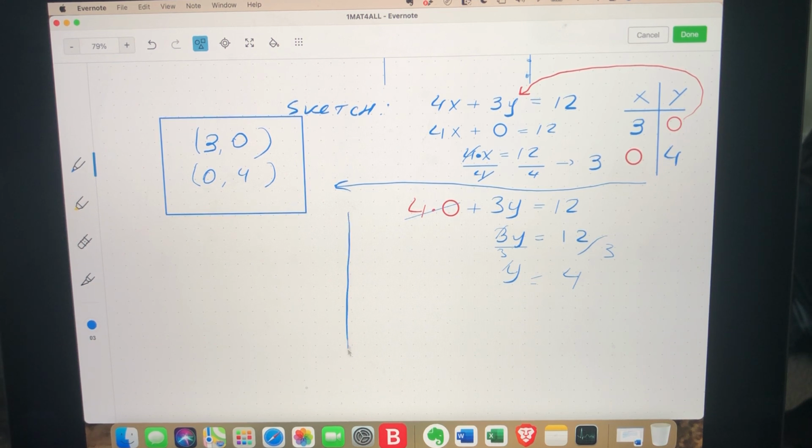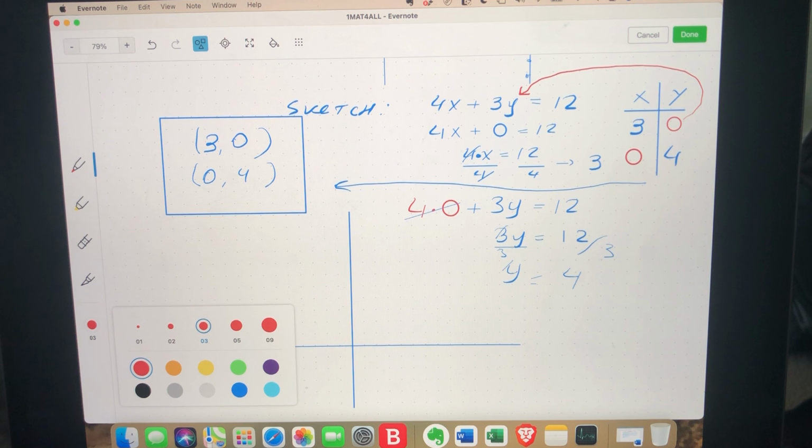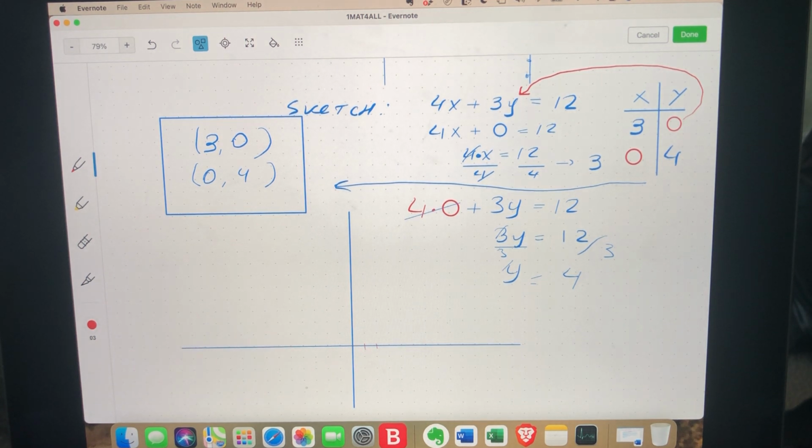So what does the sketch look like? Here is our coordinate axis. Here is our first intercept, which is the x. It was (3, 0). So 1, 2, 3, 0 is here. And the other one was (0, 4). 0, 1, 2, 3, 4. That would be here. And if we connect these two dots with a line, that would be the sketch of our graph. Well, a little bit off. Let's do it here. So that's the sketch.